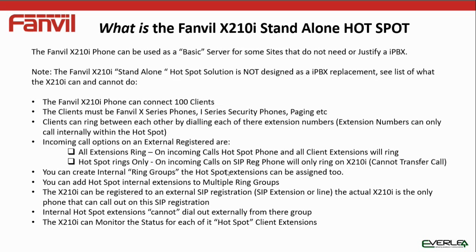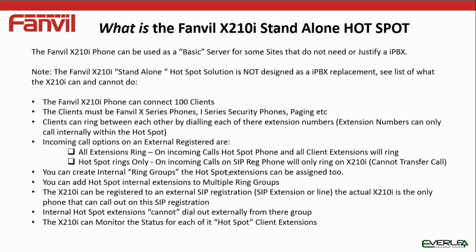So if you do have an external line registered to it, although those extensions cannot make an outgoing call on them, we can allow that if the call is being told to, for example, that SIP registration on the X210i. It's got something like 6 or 12 lines of registration on it. Sorry, I can't remember that right now. But you can have multiple SIP registrations on it.